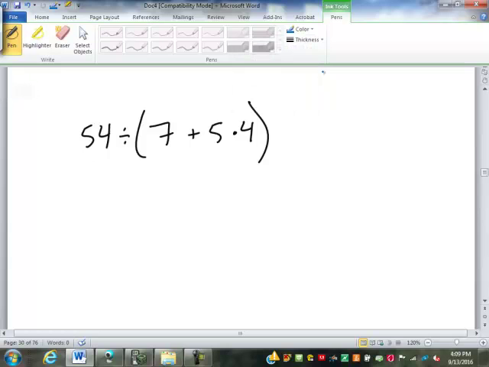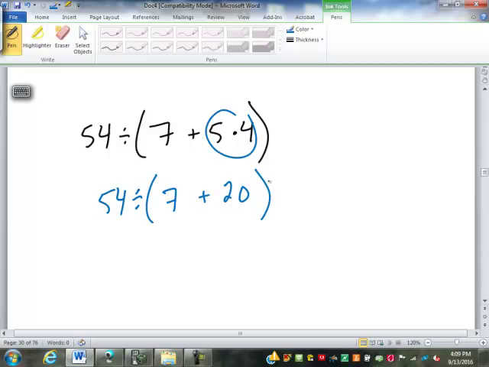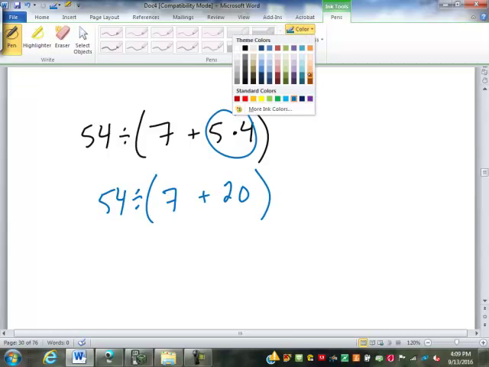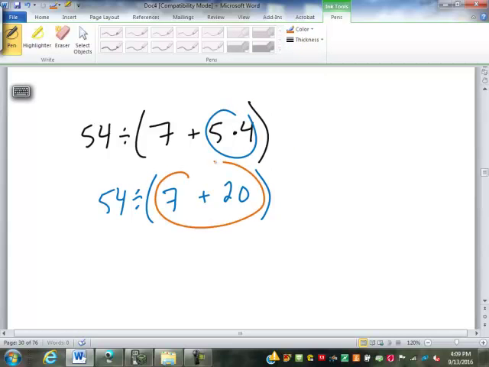So what would step 1 be? 5 times 4, which is 20. And then 7 plus 20 is 27. Perfect. And then 54 divided by 27 is 2. Perfect.